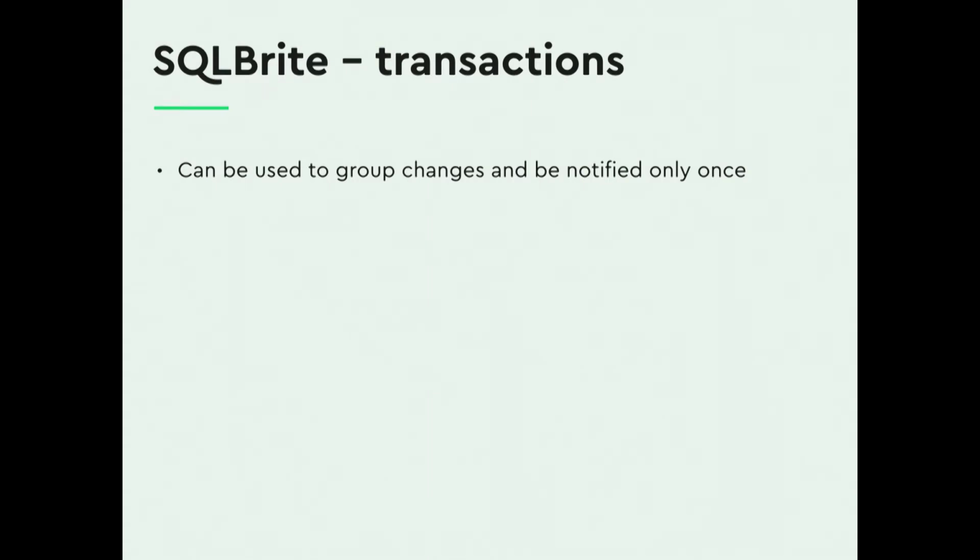Transactions. Sometimes we have too many operations in our database, and sometimes that can be too much for your subscribers. So what you can use is a transaction, and you can wrap all your transaction code inside it. And once you mark it successful, then finally SQLBrite is going to emit the items that changed.